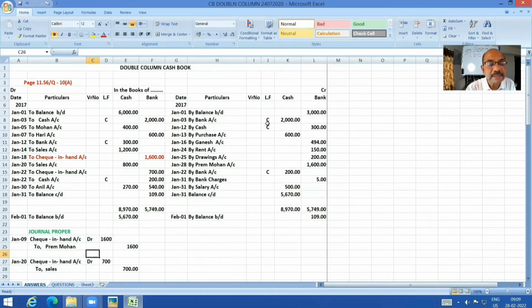Bought goods for cash 600. Okay, what's the entry? Purchase to cash or cash by purchase 600. Sold goods for cash 1,200. Okay, to sales 1,200. Paid to Ganesh by check for 494. Discount received rupees 6. That has got nothing to do in my cash book. Physical inflow by way of a check is 494. I'm sorry, it's not an inflow. It's a payment. Okay, physical outflow. So by Ganesh 494. Right.